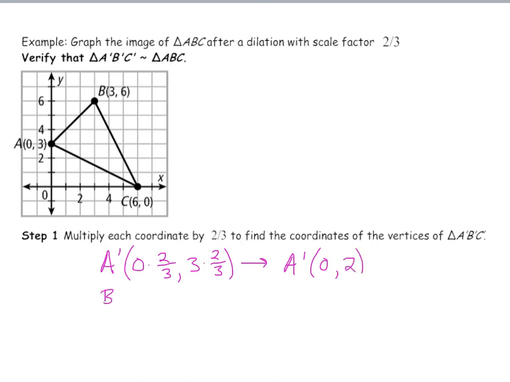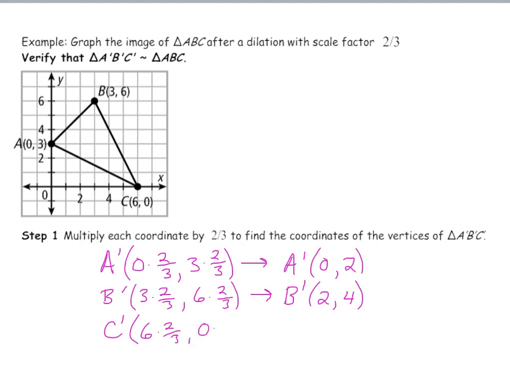We're going to do the same thing for B. So B prime would be 3 times 2/3 and 6 times 2/3. When we simplify that down, my 3 times 2/3 becomes a 2, and my 6 times 2/3 becomes a 4. For C prime, 6 times 2/3 and 0 times 2/3 forces our C prime to turn into (4, 0). So now that we have our points, the next step, on the next slide, is to graph them.